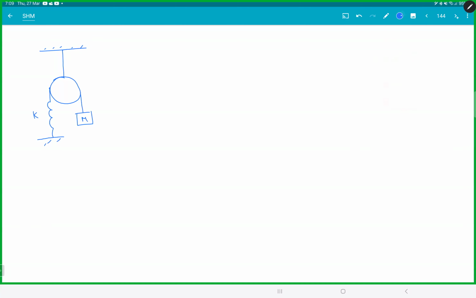Now, my question is this. Do you think the answer will depend on this length of the string here? Do you think the answer will depend on that length of the string there? No, right? So what if I make that length of the string 0? So if that string is not going to matter, then let's remove it, right? Attach the block at the point where the string meets the pulley, because the string is anyway massless.